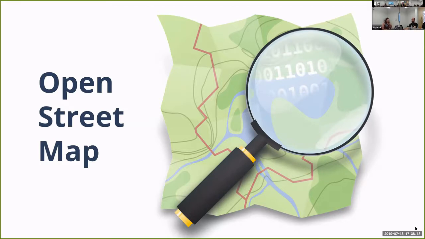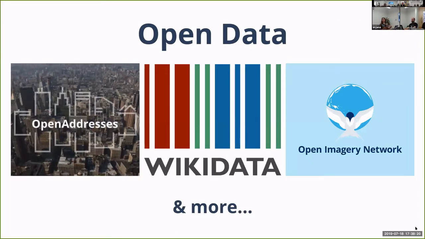Then we supplement that with additional data. Some of it is open data from other data sets, like Wikidata or OpenAddresses, which gives us more fine-grained data about, let's say, the postal addresses on a block. Also with imagery data, as we mentioned earlier for satellite imagery, we have some data from the Open Imagery Network and various other open data sets.